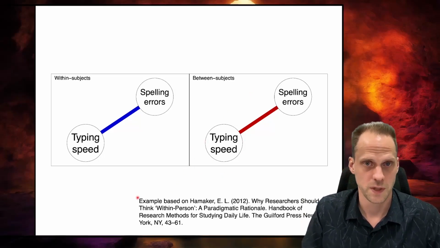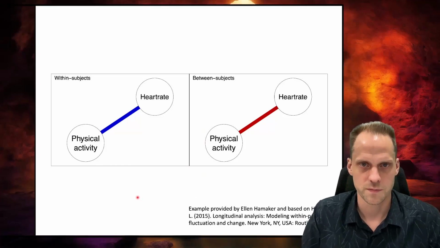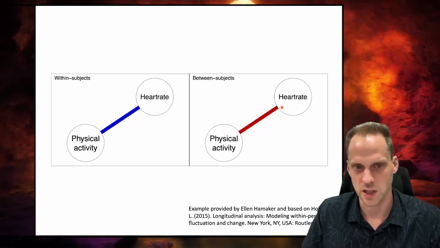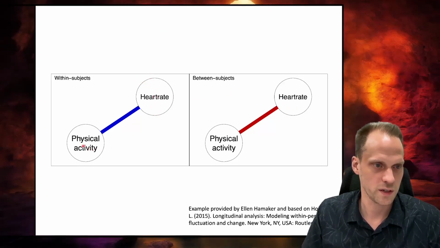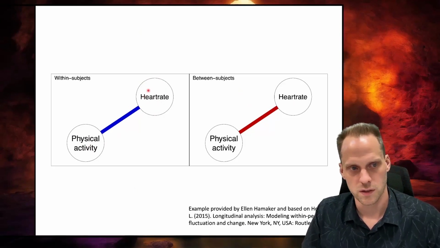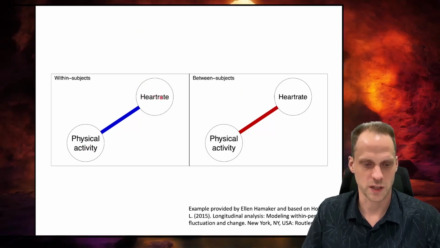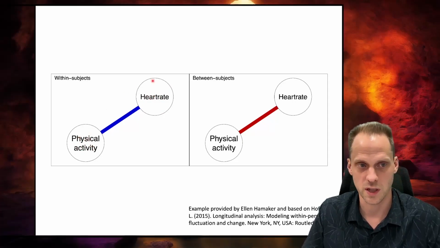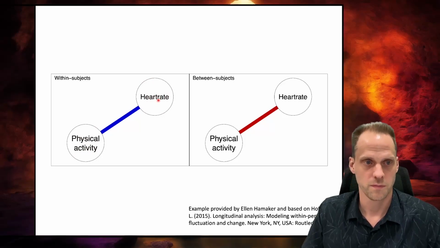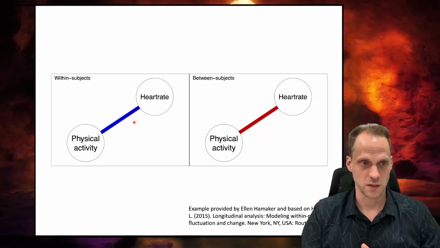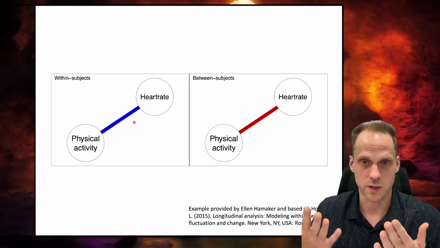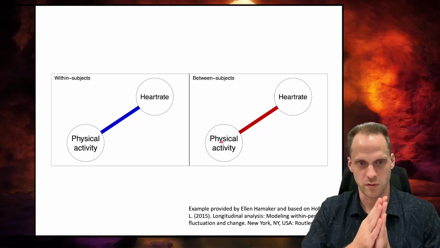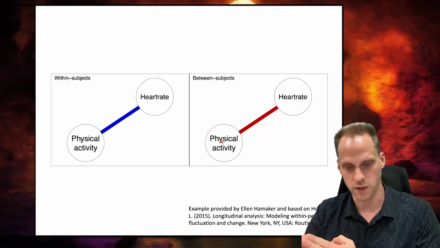Different conclusion. Now here I have a different example, and the only thing that's different is the nodes. So the relationships are the same, I just change the nodes. Heart rate, physical activity. So this means whenever a person has a higher physical activity than their average, then the heart rate is higher. Makes sense. If you start exercising, your heart rate goes up.